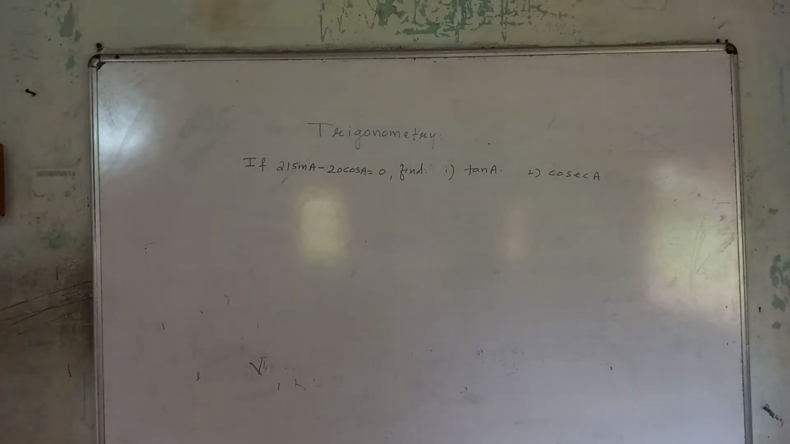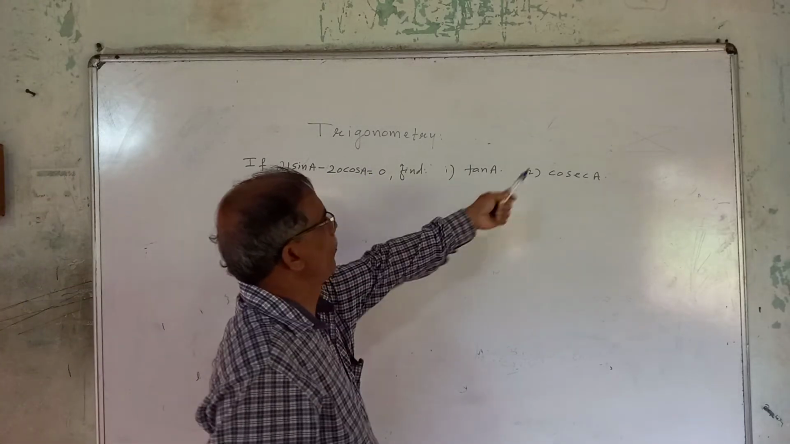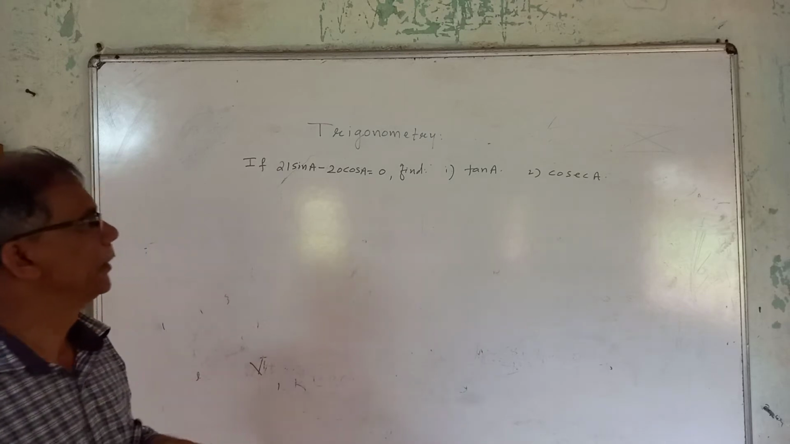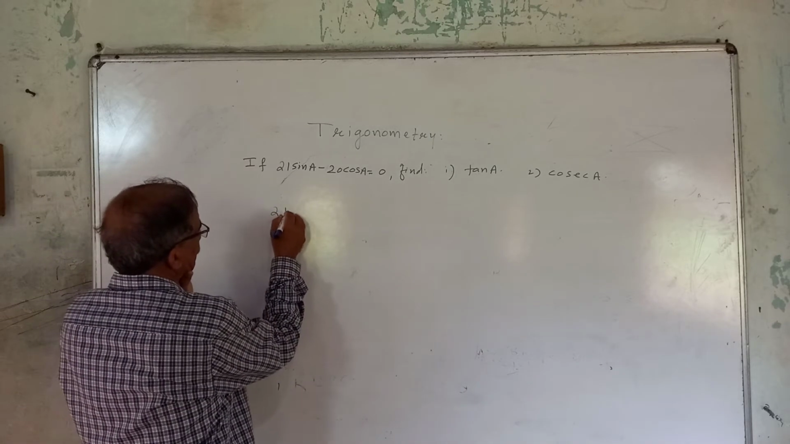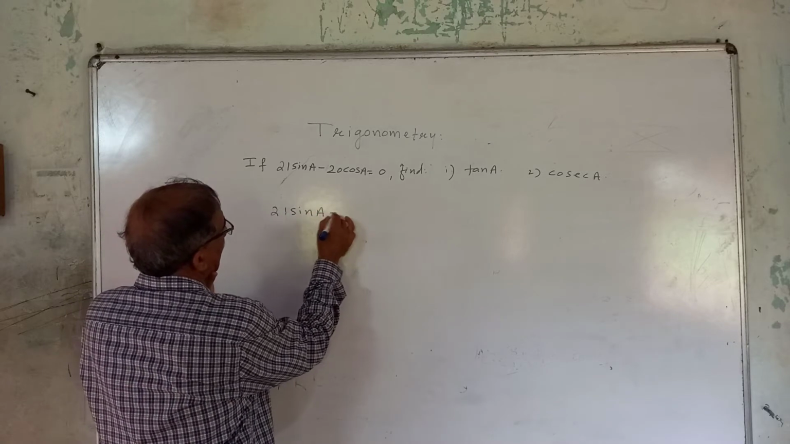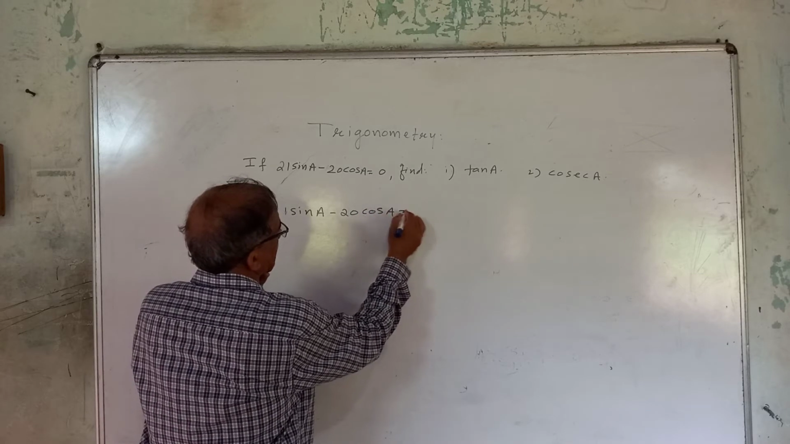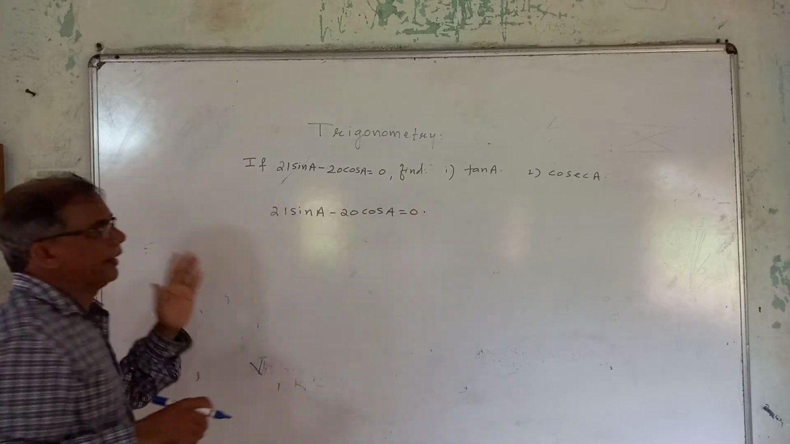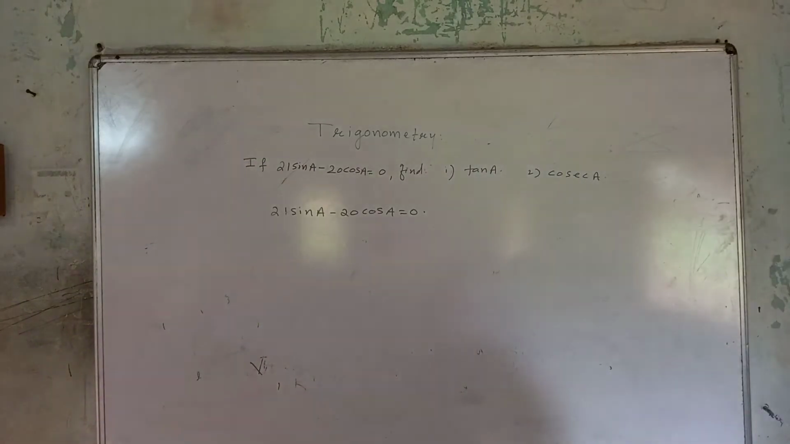Now listen here, if 21 sin A minus 20 cos A is equal to 0, find this ratio. Now see, 21 sin A minus 20 cos A is equal to 0. Again, like the earlier example, we are not given the ratio directly. We have to adjust here to obtain the ratio.